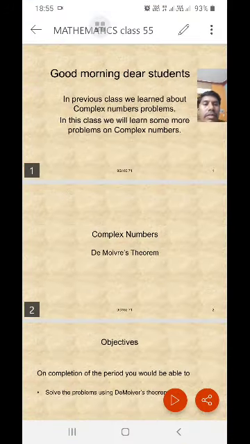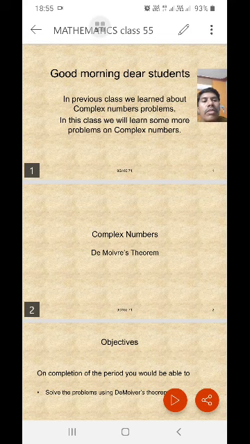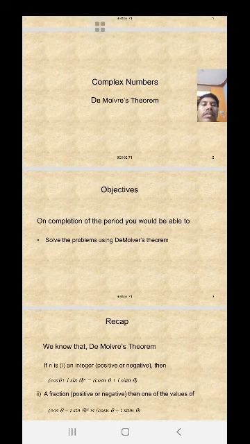Today we will learn about complex numbers. In the previous class, we learned about complex numbers formulas and problems, and we discussed De Moivre's Theorem.